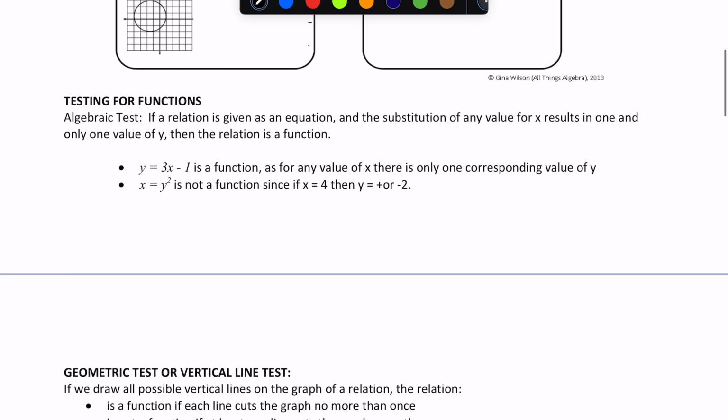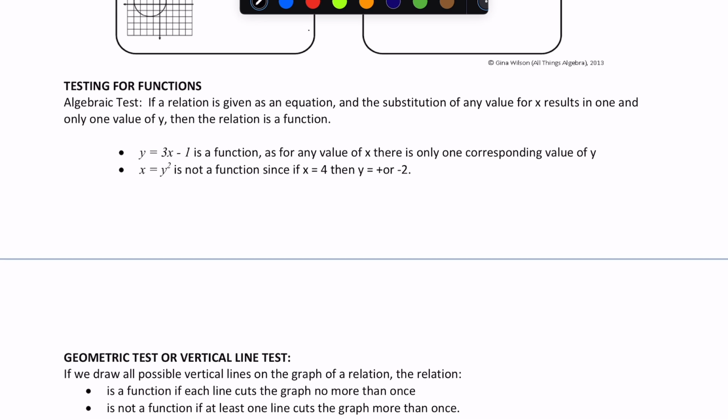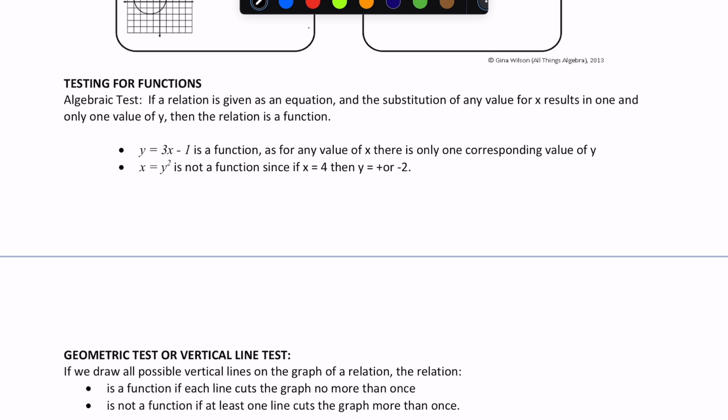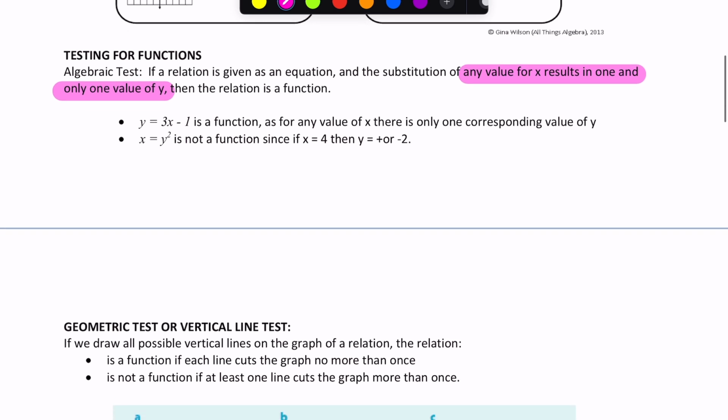And so when we're testing for functions, the first way is using an algebraic test. If a relation is given as an equation and the substitution of any value for x results in one and only one value of y, then the relation is a function. So that's important here: any value of x results in one and only one value of y. Then the relation is a function. So y = 3x - 1 is a function, as for any value of x, there's only one corresponding y value.